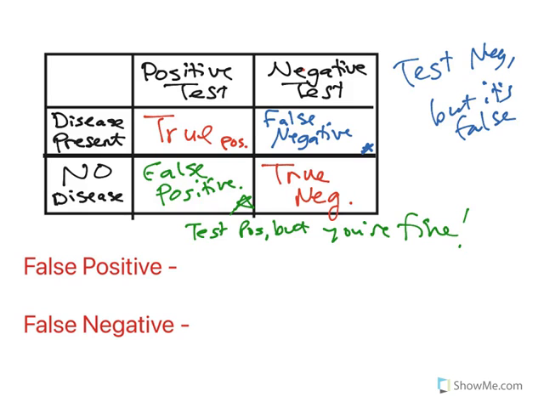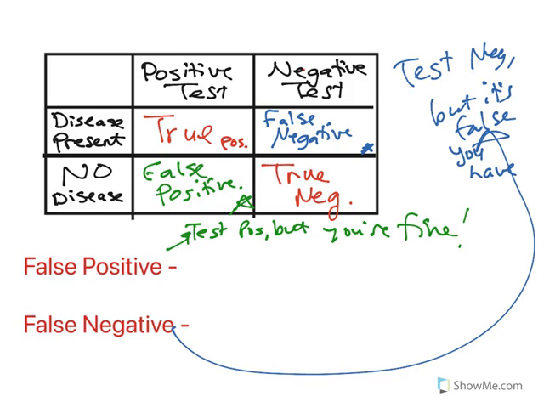So the idea is, how did you test? Okay, so it's either a true positive or a false negative. So if you test positive and you actually do have the disease, that's a true positive. If you test positive and you don't have the disease, that's a false positive. Okay, so false positive is you test positive, but you don't have it. And a false negative is you test negative, but you really do have it.